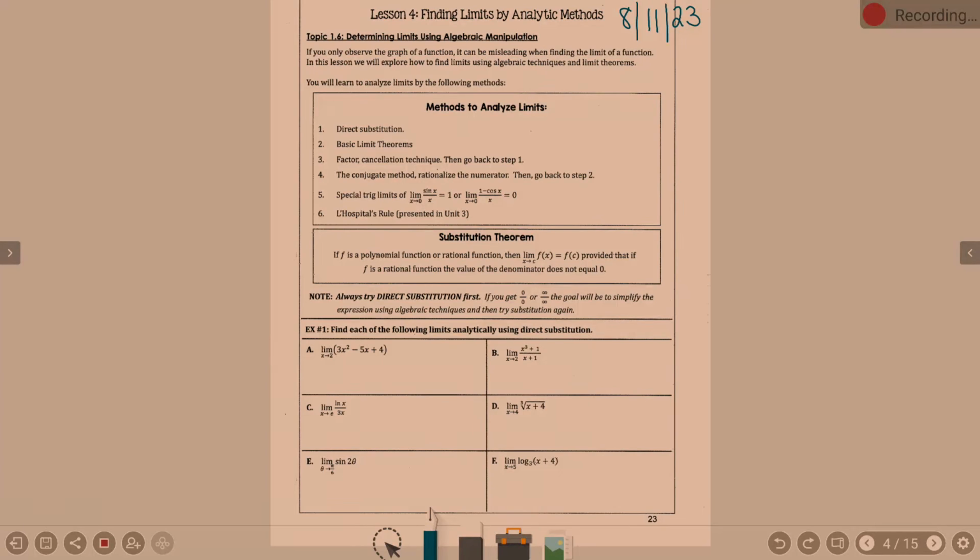Lesson 1.4 is finding limits by analytic methods. Okay, we looked at limit properties. We've looked at a little bit of graphs. We're going to start looking at some other methods of how we can find limits.